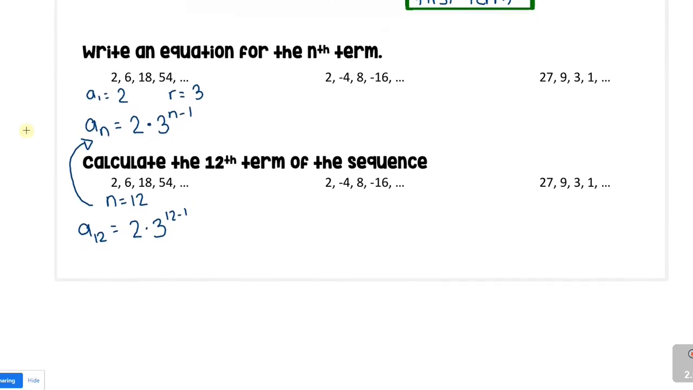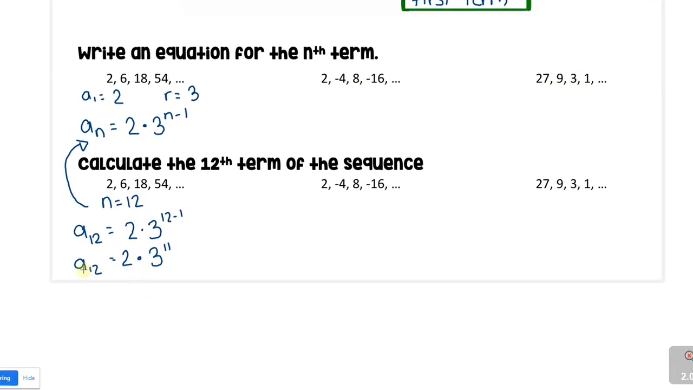Now let's simplify it. 12 minus 1 is 11. So we're going to do 2 times 3 to the 11th. Now calculate. A sub 12 equals 2 times 3 to the 11th. Go on and type in 2 times 3 raised to the 11th power into your calculator, and you will get 354,294. And that is your 12th term's value.